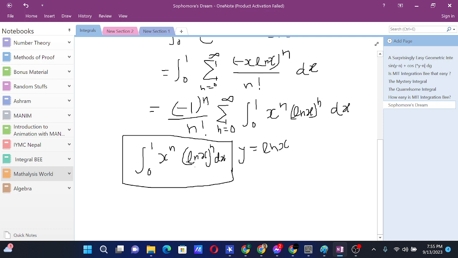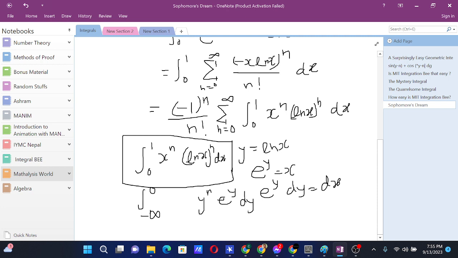Okay, now for this integral, we make the substitution y equals ln x, and that gives us e to the power y equals x, which gives us e to the power y dy equals dx. And thus we have the integral from minus infinity to 0. x to the power n will now be e to the power ny, and here y to the power n, and dx is just e to the power y dy.